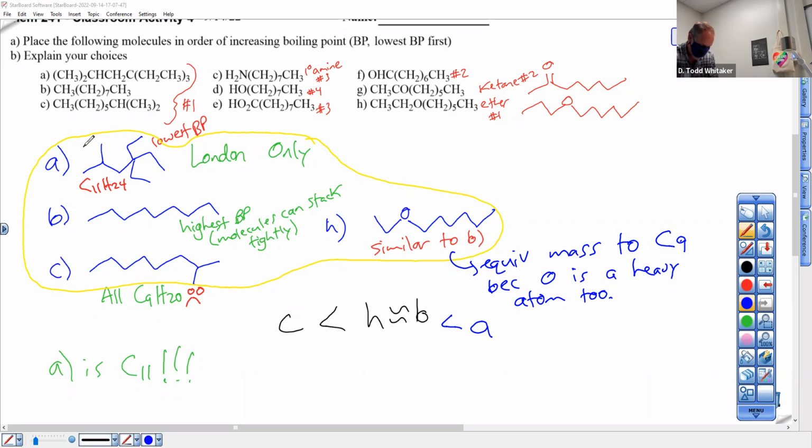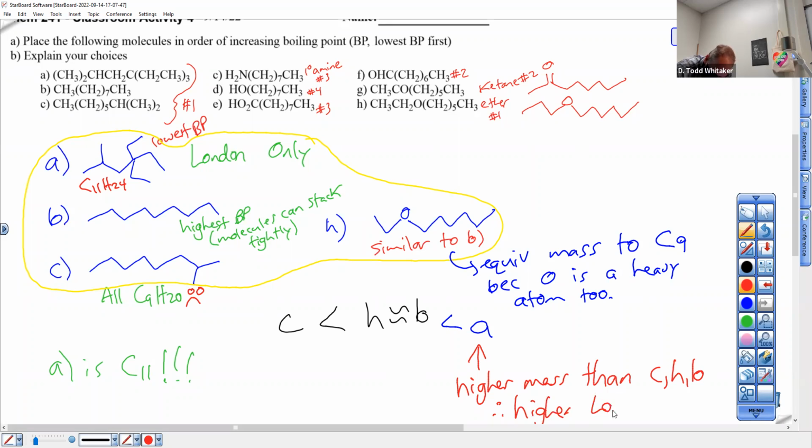Notice my discussion does not just talk about branching of A. Here's my discussion. Higher mass than B. Therefore, higher London forces. And I may have lost a couple students when I used the word therefore, and there's this funny symbol there for therefore that you may not have seen. The 3 dots forming what looks like a triangle. It's a math thing. It means therefore. It's a nice short form. I like it. You can use it on tests.